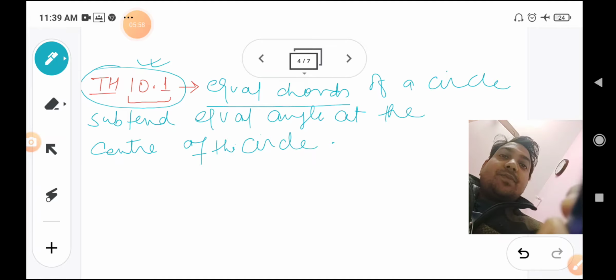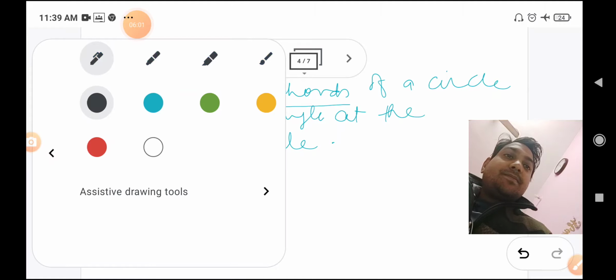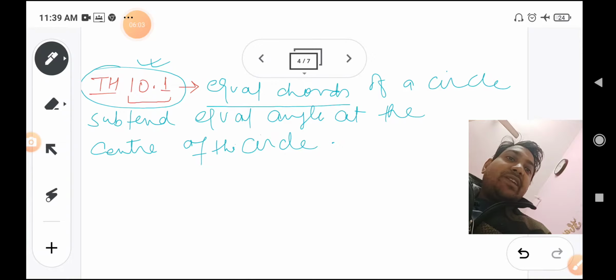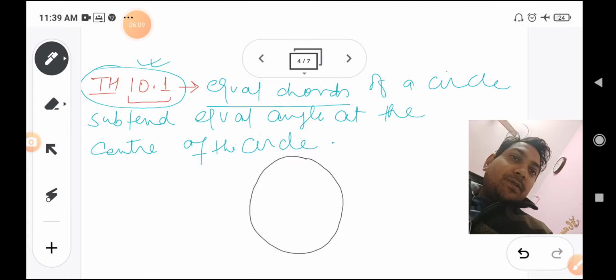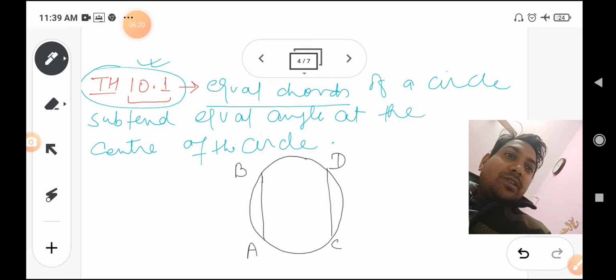So how to prove it? This can be proved very easily. See, suppose this one is a circle, right? And we have two chords, AB and CD. This is AB and CD. These are the two equal chords, right? Suppose O is the center of the circle.